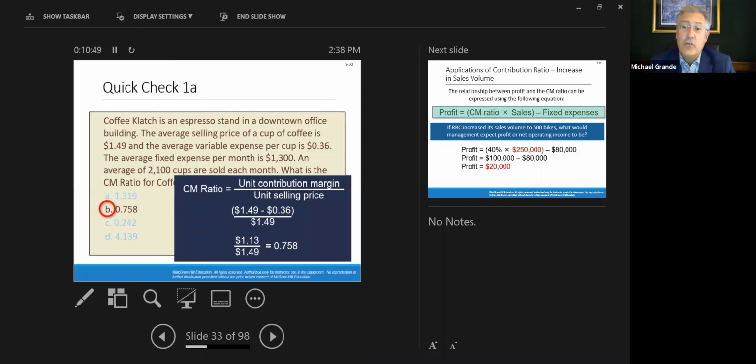So the unit contribution margin is the sales price per unit at $1.49, less the variable cost of 36 cents. Contribution margin per unit is $1.13, divided by the sales price of $1.49. The contribution margin ratio, the percentage, is 75.8%.